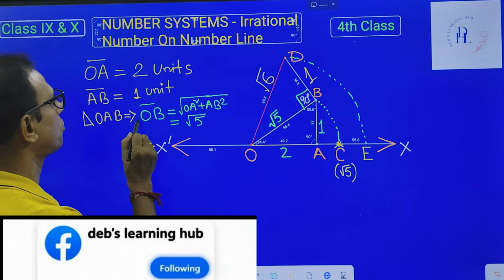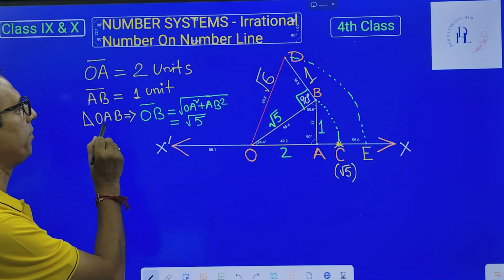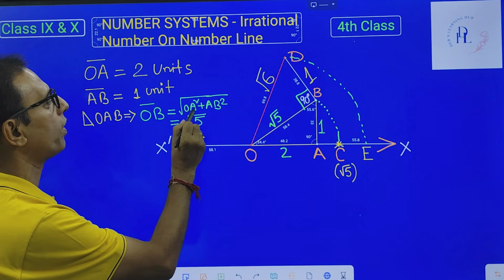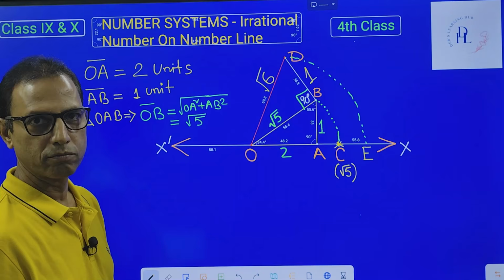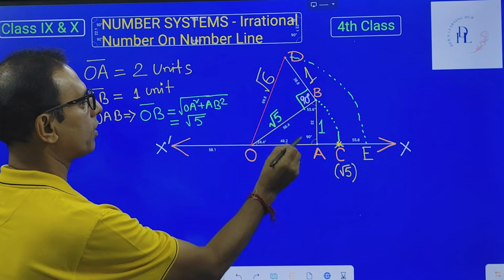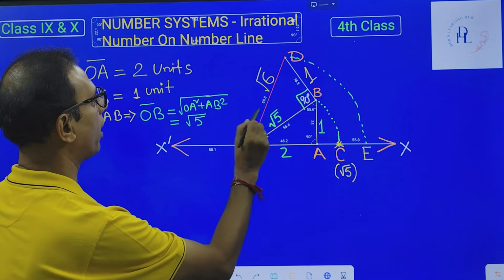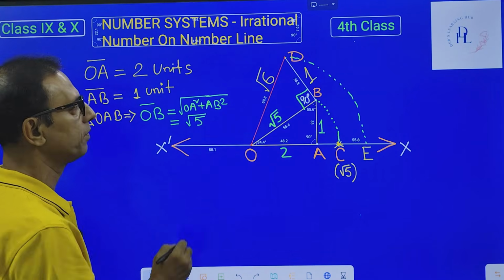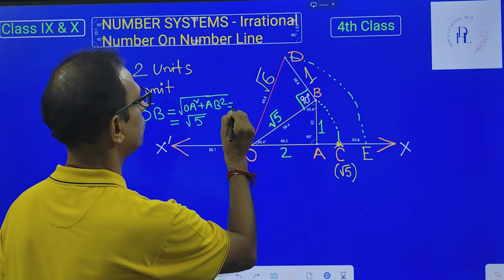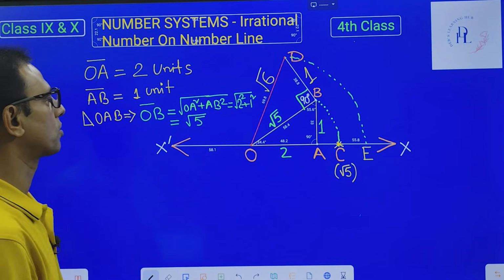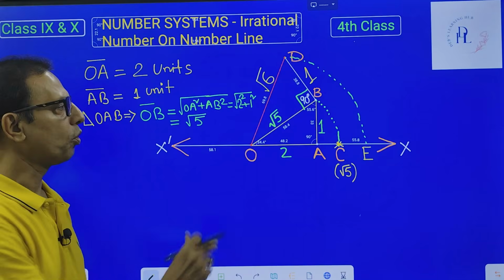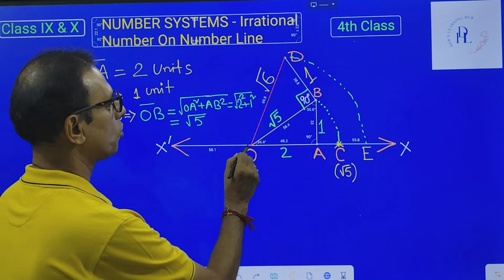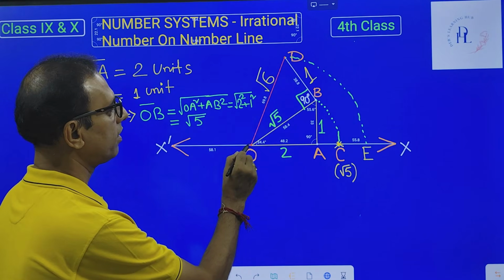So from right triangle OAB, OB equals the hypotenuse equals root over OA square plus AB square. Right? OA is 2 and AB is 1. That means root over 2 square plus 1 square, that equals root over 5. So now since OB is root over 5, अब आपको क्या करना पड़ेगा?